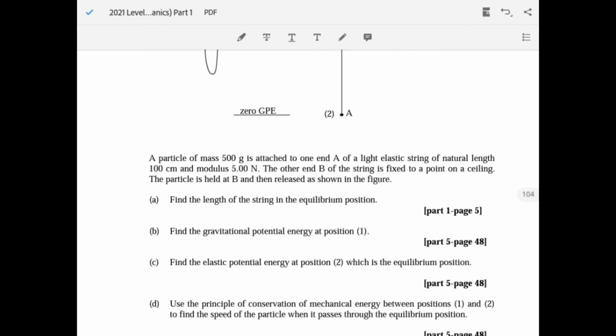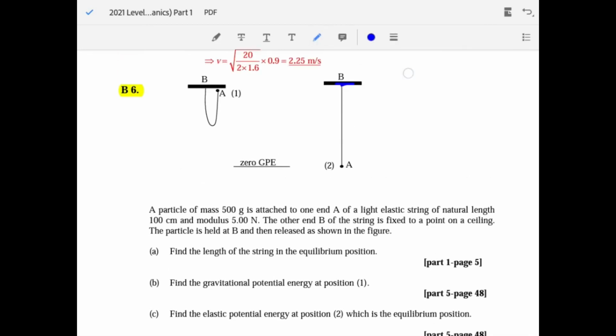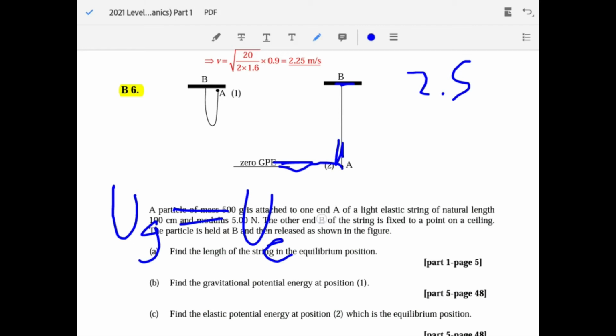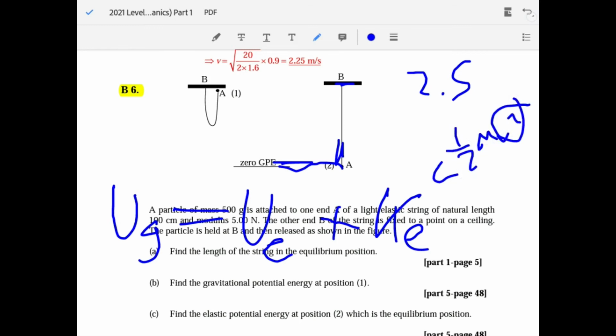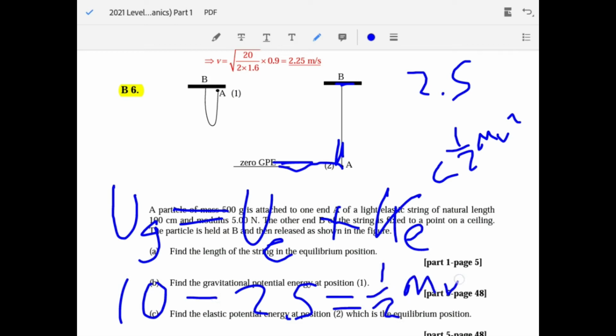Use the principle of conservation of mechanical energy between points 1 and 2, which passes through the equilibrium position. So you have that 2.5 joules, now you have 0 GPE plus the elastic energy. So UG, the gravitational potential energy, is equal to UE, the elastic, plus KE. We need to find the speed, so we need to find half v squared. UE is half, we found it, it's 2.5. Gravitational potential energy we got before, is just mgh, so 0.5 times 10, 5, and then 5 times 2, so 10. So 10 minus 2.5 is equal to KE, half v squared.